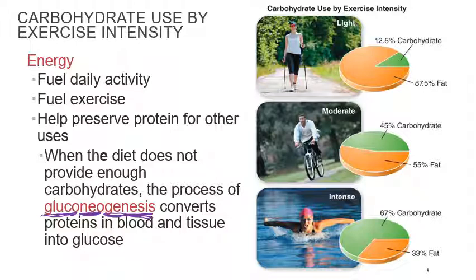So let's just look at some of these exercise intensities. If you're walking light, you're using about 12.5% carbohydrate and 87.5% fat. If you're exercising more moderately, 45% carbohydrate and 55% fat. If you're more intense, you need more carbohydrates because your muscles are moving more. So that's 67% carbohydrate and 33% fat.